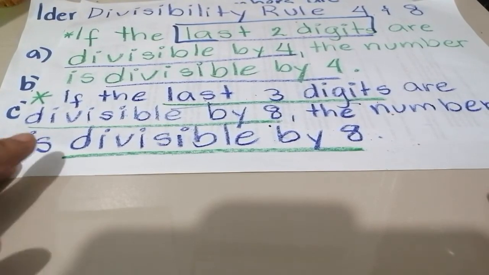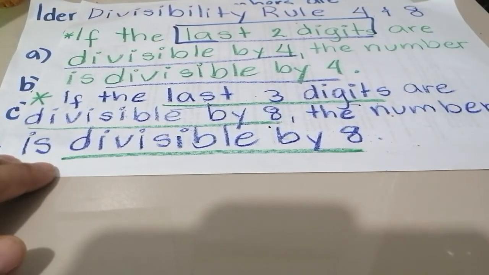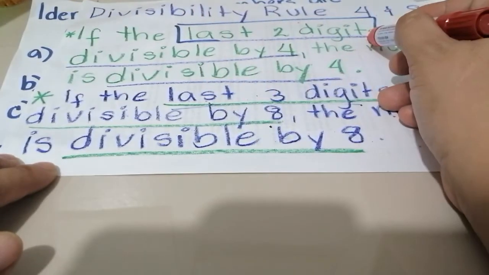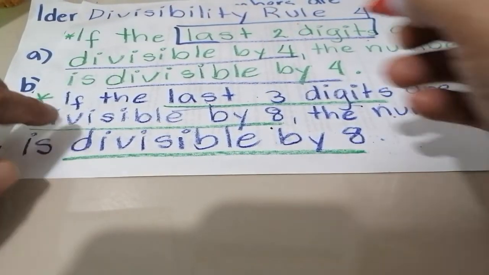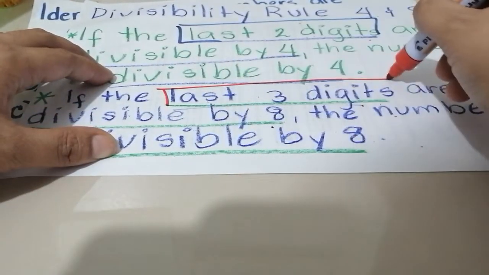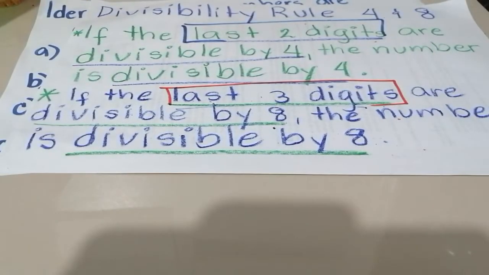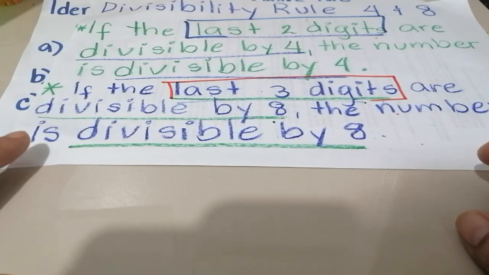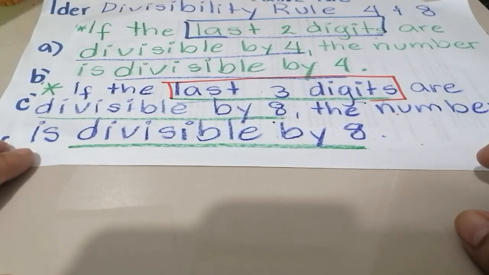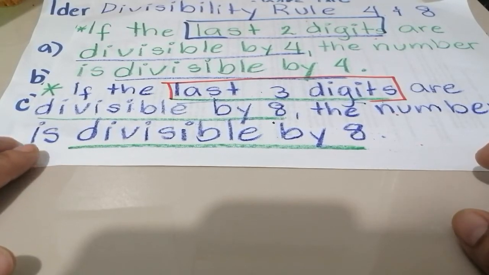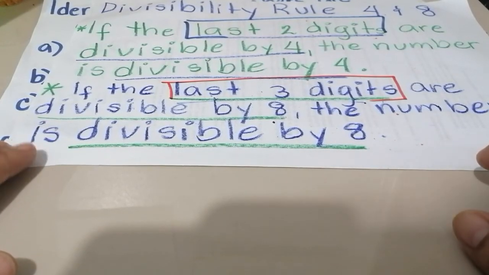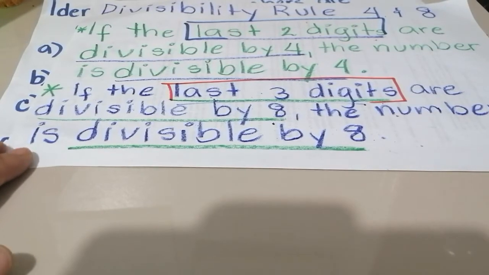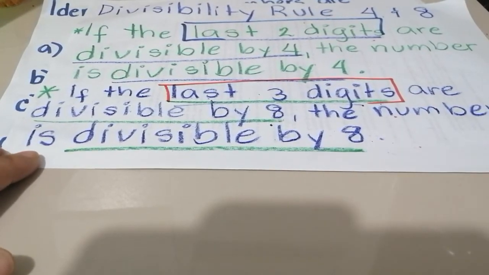So, a while ago, for 4, we have to look at the last 2 digits. This time, for 8, we have to look at the last 3 digits of the number. And if the last 3 digits of the number are divisible by 8, meaning there's no remainder when we divide it by 8, or it's a multiple of 8, then that number is divisible by 8.